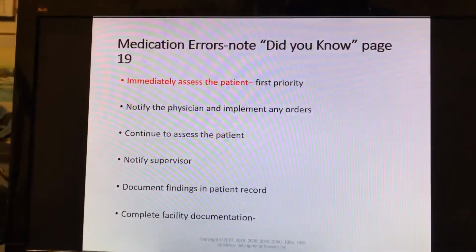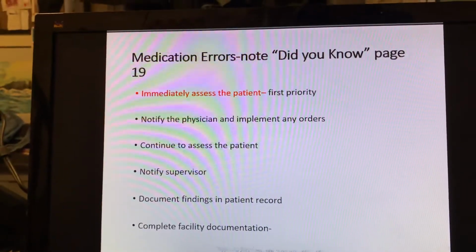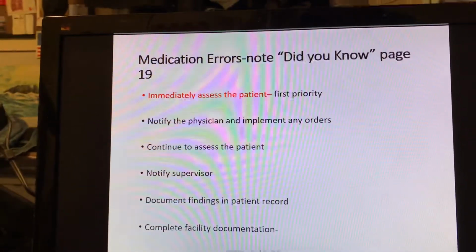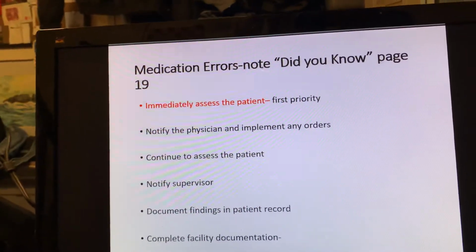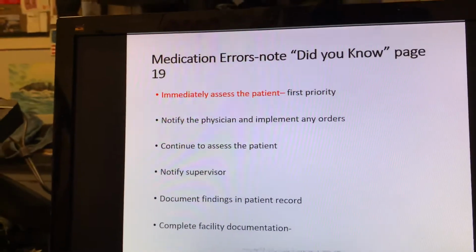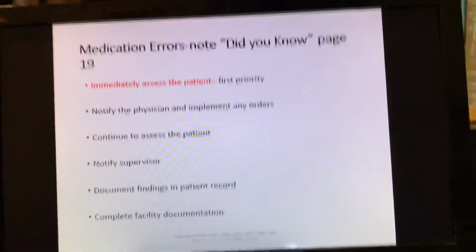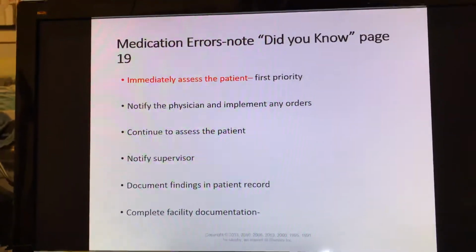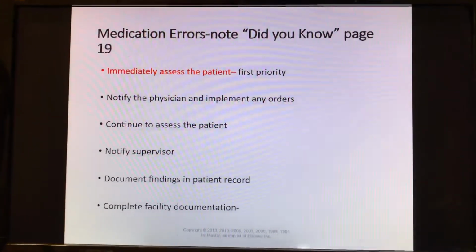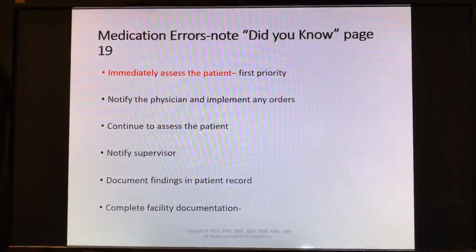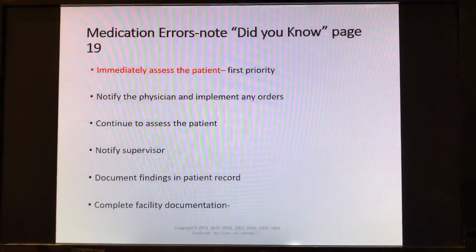If they've already had the medication on board, you want to check their vital signs and make sure that everything is okay. That is your first priority, to look to your patient. Then you notify the healthcare provider and implement any orders he or she gives you. At some point, you need to notify your supervisor, but in the book, it kind of gives it in this order. So you're going to keep assessing the patient and you let your charge nurse know. Then you want to document the findings in the patient record.